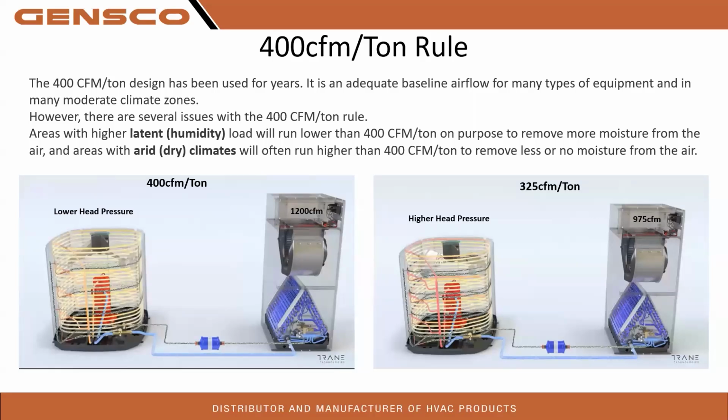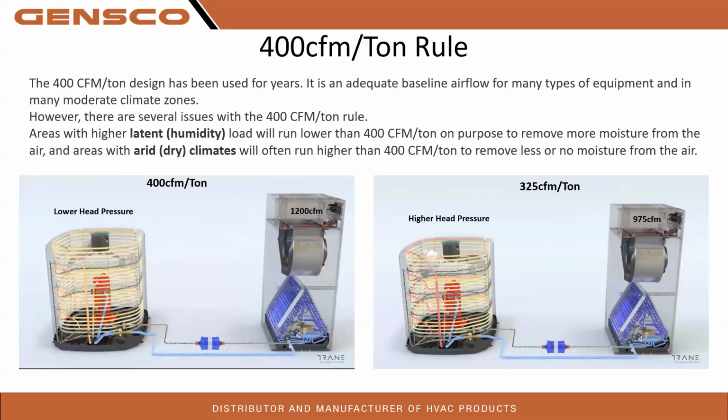In areas like, let's say, Phoenix, Arizona, for example, very arid, very dry climates will often run higher than 400 CFM per ton in those areas because there's less latent load, there's less humidity and less moisture from the air. So we really got to keep in mind what we are trying to achieve as far as airflow. 400 CFM per ton is a good baseline rule.